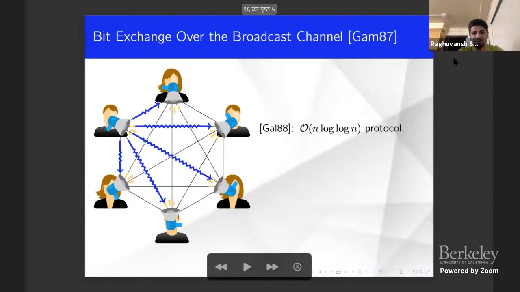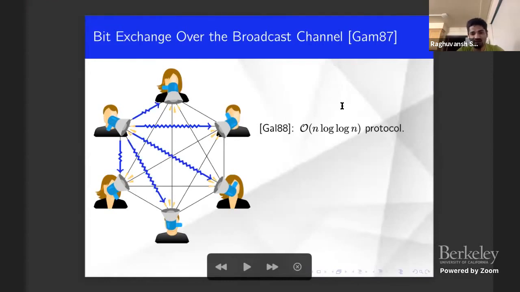And this is a very classic and very cute protocol by Gallager in '88, where he shows an exponential improvement. I say an exponential because what you really care about is the communication per player, which is just this factor of log n. So it goes from n log n to n log log n, and it shows that you can do this bit exchange problem using an exponentially smaller communication. I would have loved to talk about this protocol had I more time, but I do not, so I'll only talk about our result.